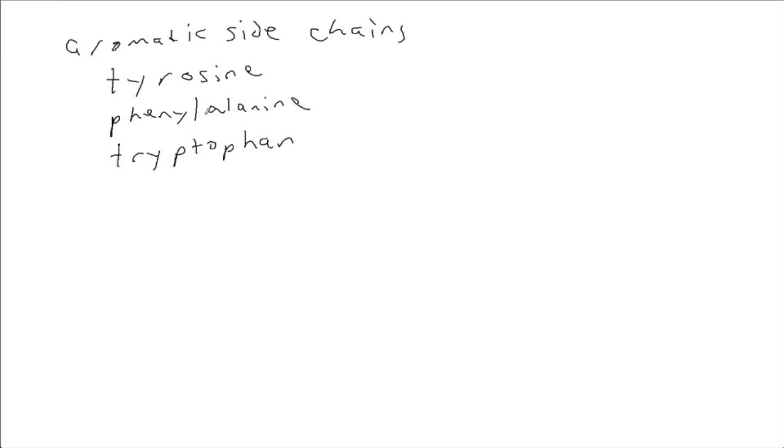So here's the 3 amino acids with the aromatic side chains. We should be able to come up with these from memory. You can tell me when you have this down.